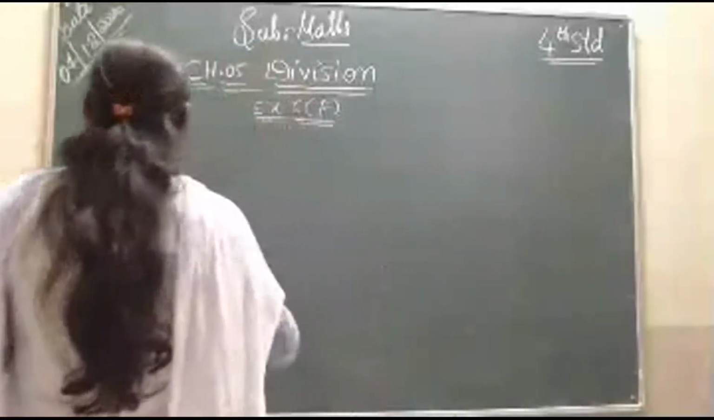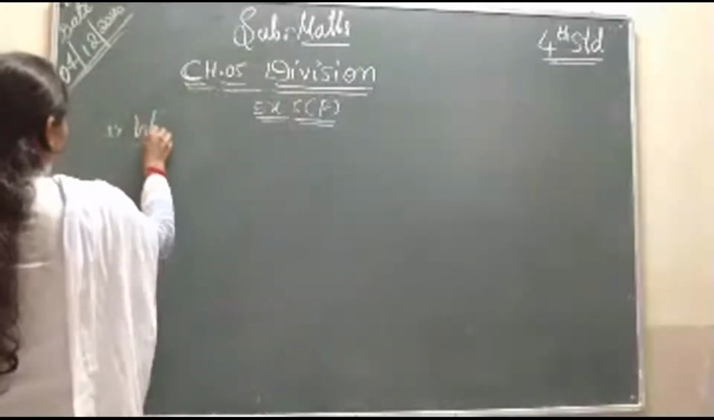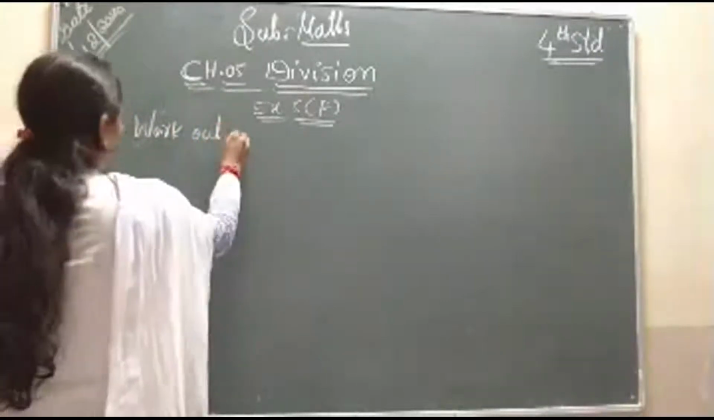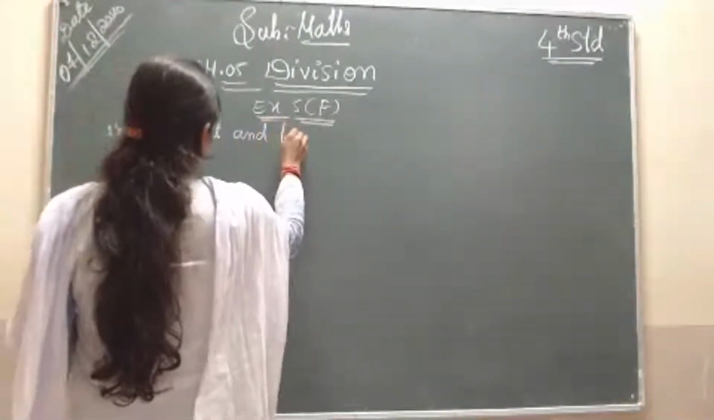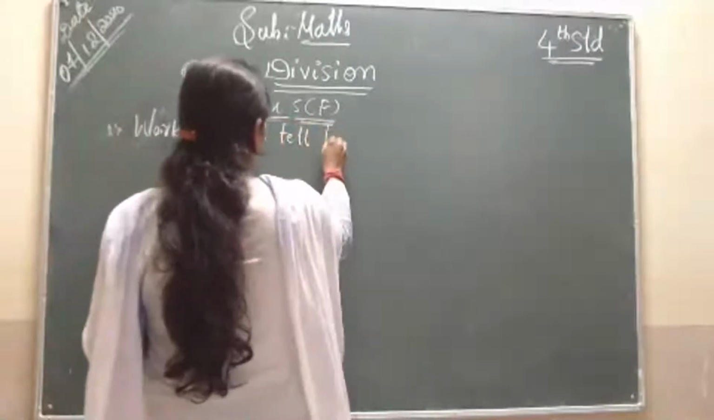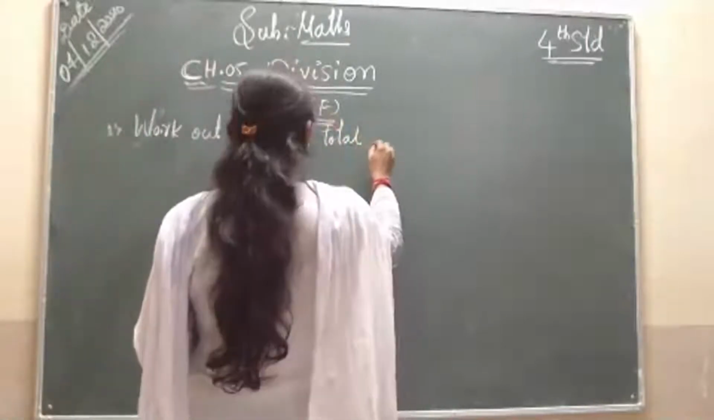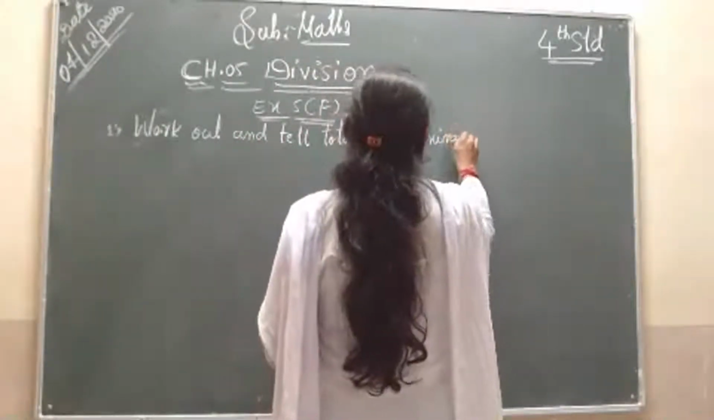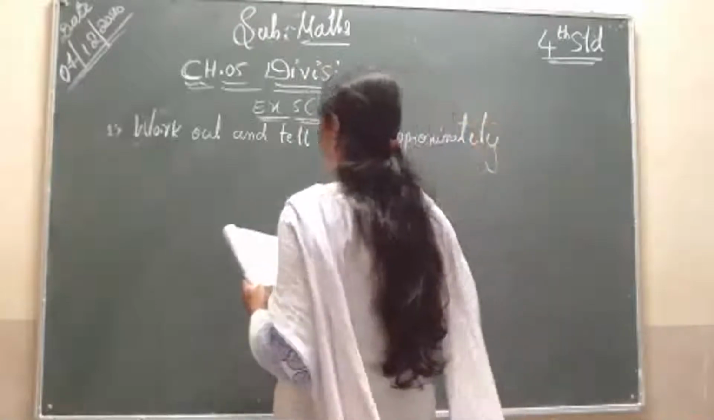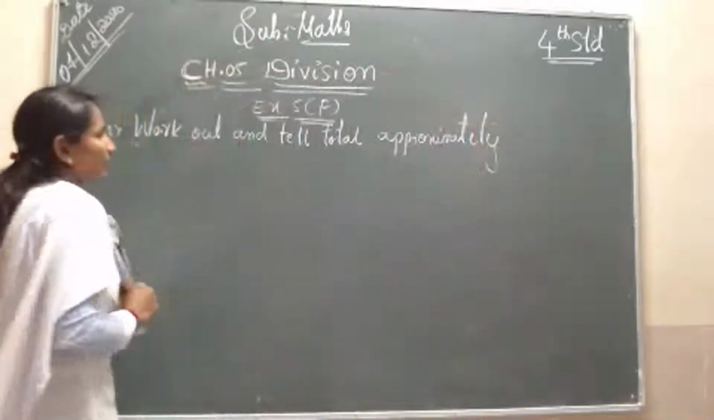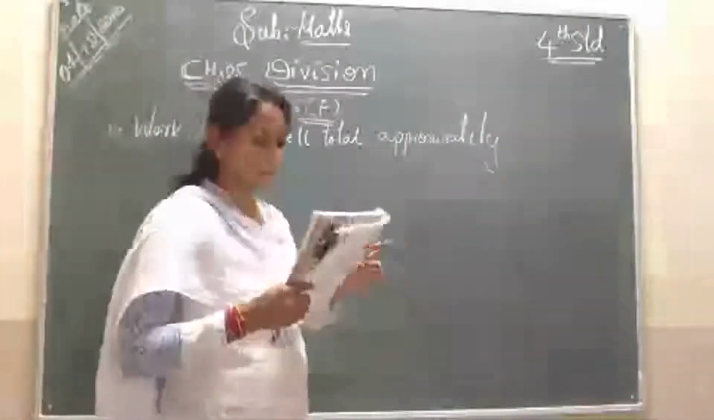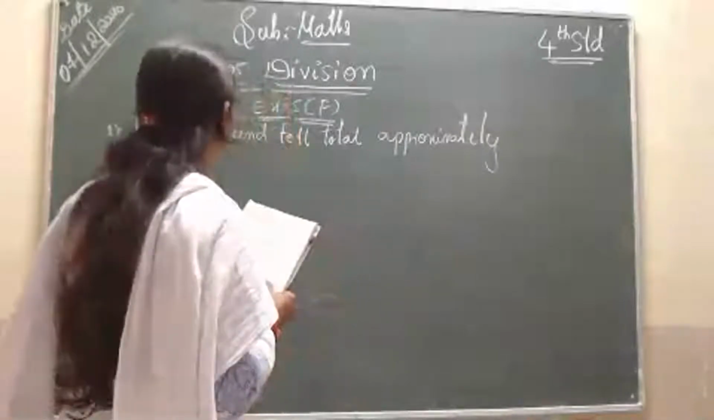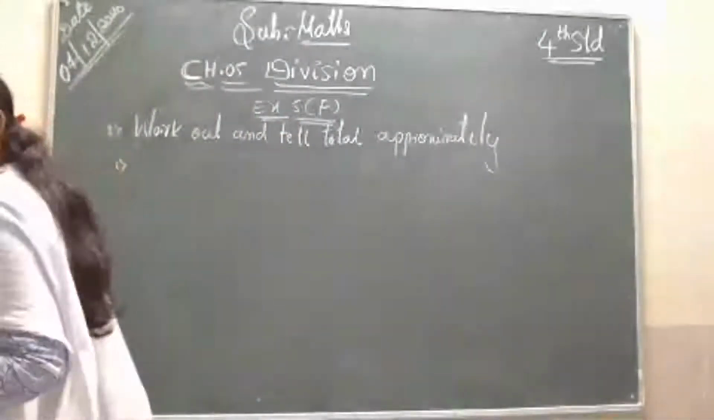Students, you know the work. So the first question: work out and tell the total approximate. Question one: 48 plus 76 plus 38. So what is the question here? The question number 1.